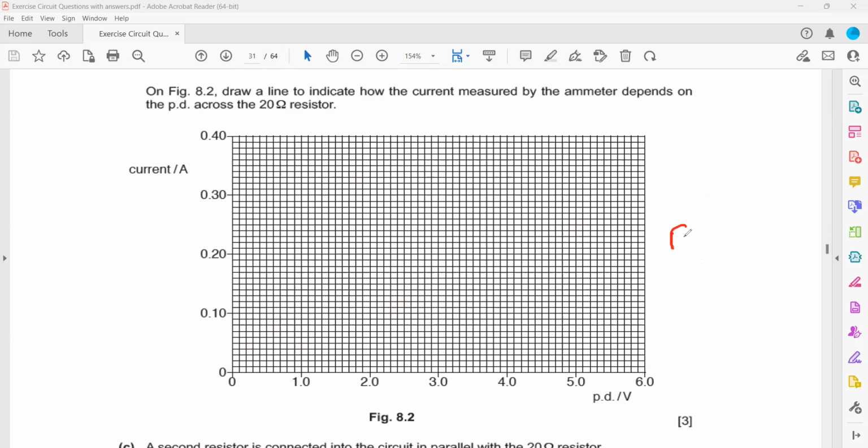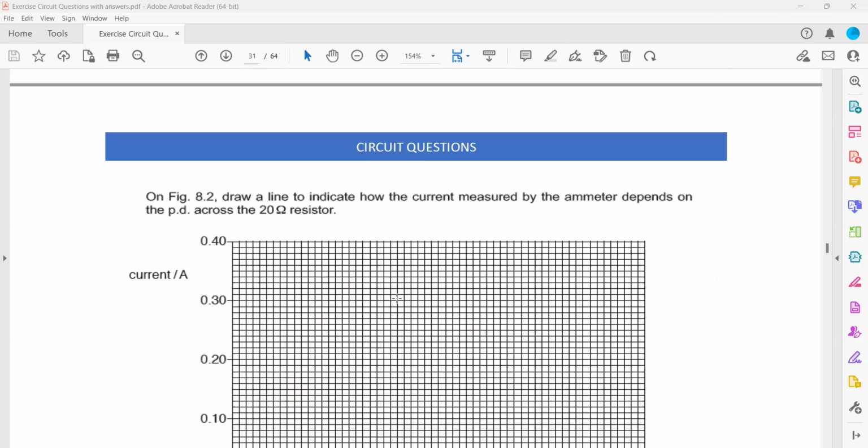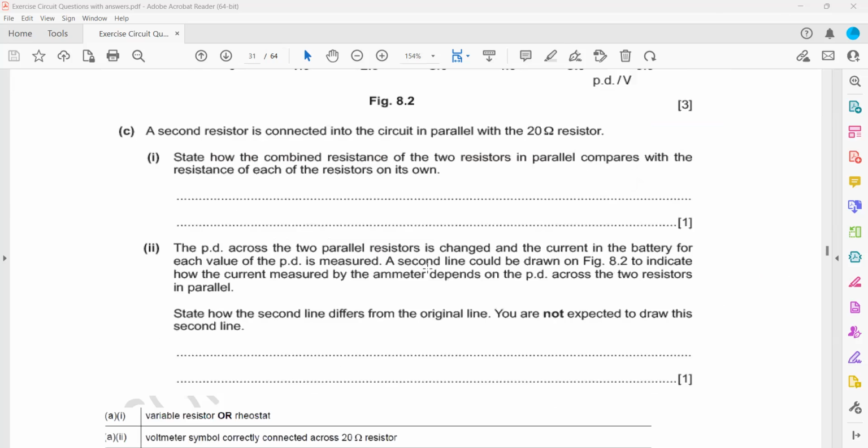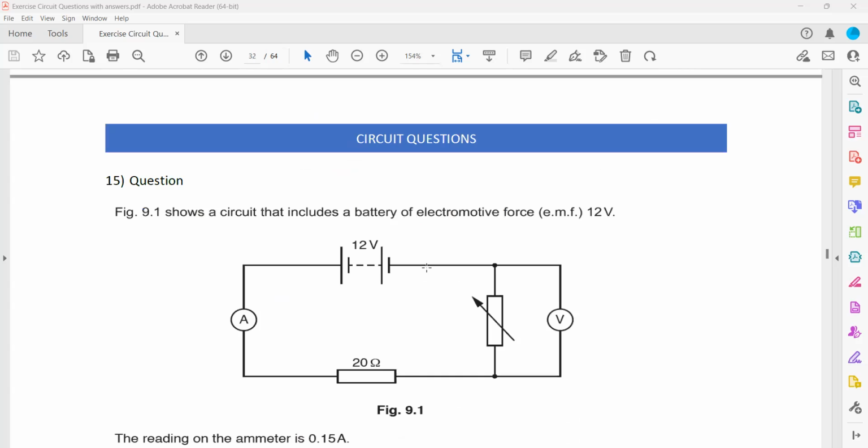It will be curved if we have a filament. For example, if you want to sketch it for a filament, temperature increases, so resistance increases, so the slope starts to decrease. So it will be a curve for a filament lamp. If you are changing the resistance of a variable resistor, it will be a curve. But within the experiment, we usually keep the resistance of a variable resistor constant, so it won't be a curve.